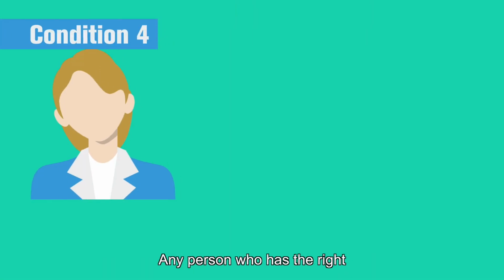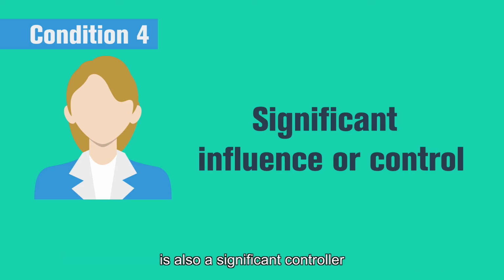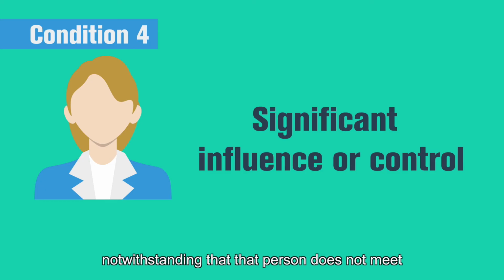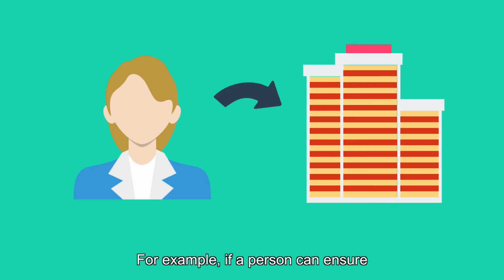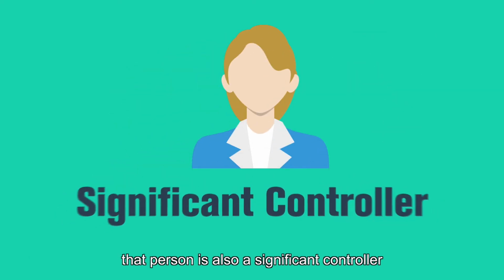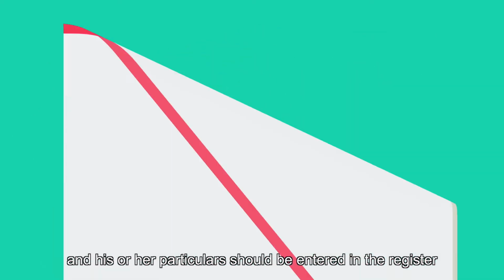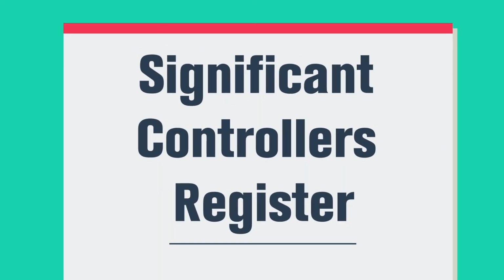Any person who has the right to exercise significant influence or control over the company is also a significant controller, notwithstanding that that person does not meet the first three conditions mentioned above. For example, if a person can ensure that a company generally adopts the activities which he or she desires, that person is also a significant controller, and his or her particulars should be entered in the register.